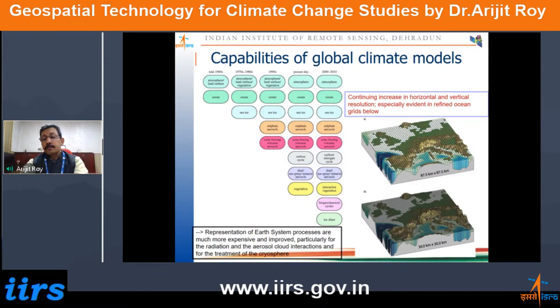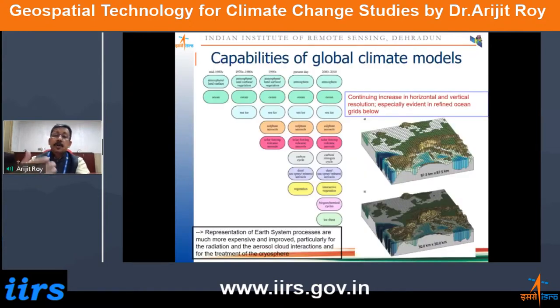Earlier, we had the models output at around 100 kilometers by 100 kilometers, or 1 degree by 1 degree, during, say, the 1970s and 1980s, even the 1990s. And now we have improved this with the various advancements in regional climate models, RCMs, which include all these aspects. So we have been able to understand our climate system much better, and we are still in the process of understanding it.